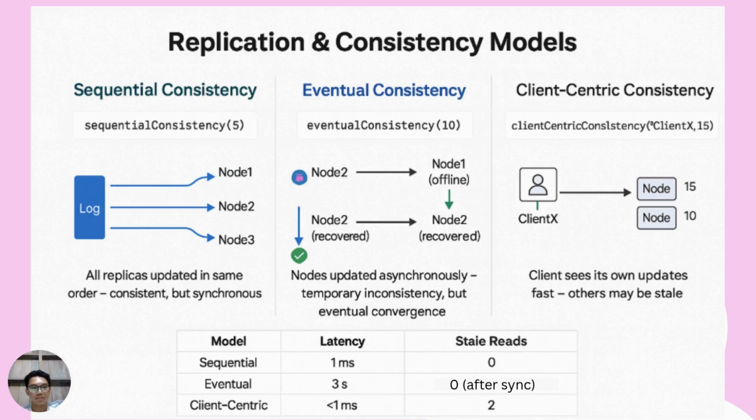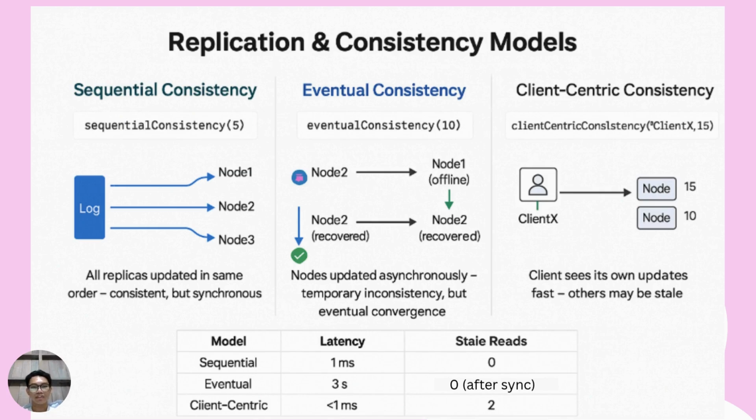And last is client-centric consistency. This one focuses on what users see. For example, client-centric consistency, client X 15, means client X writes value 15 to node 1. When client X checks later, it will see 15, but maybe other users may see the old value like 10. It's very fast and good when users just want to see their own update quickly.